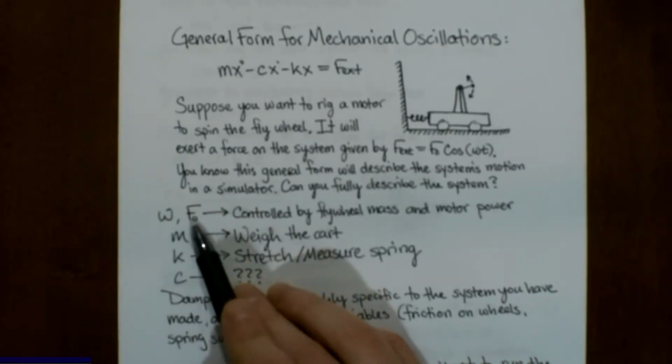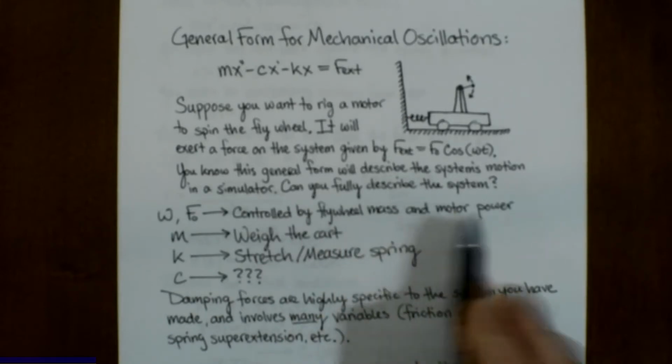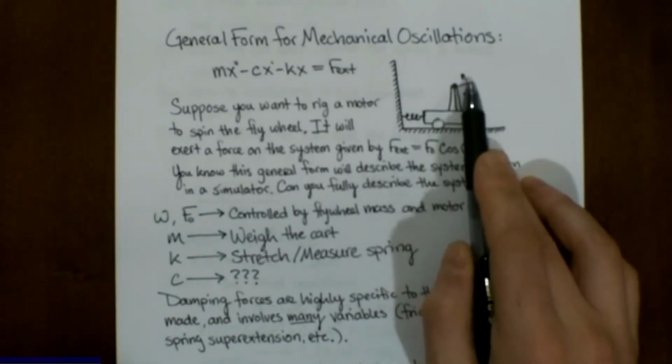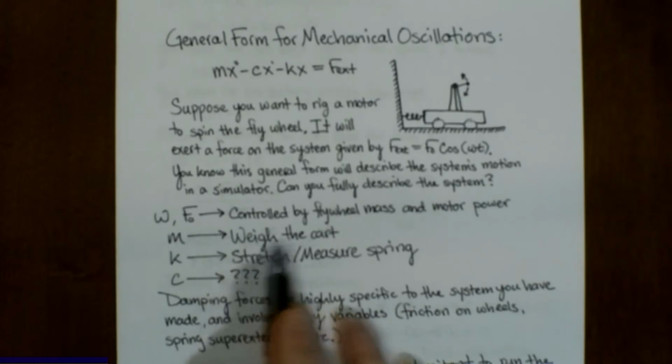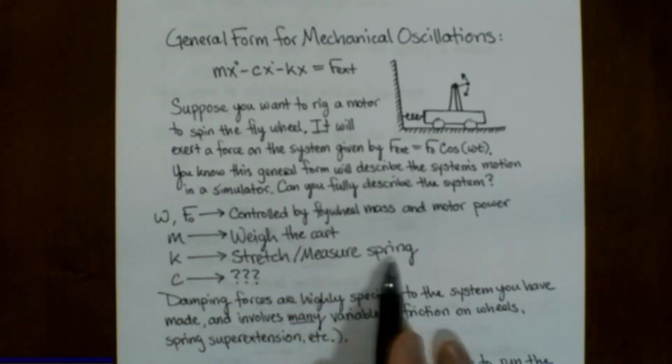Well, omega and F0, those are controlled by the flywheel mass and the motor power, so you would probably look at a spec sheet. You would find how quickly the motor can rotate, and you would compare that to the mass of the flywheel and the length of the rod supporting the mass. M is simply the mass of the cart. That you could find rather easily by weighing the cart. And K, that's the coefficient for the spring force. And by stretching and measuring the spring and comparing it to the force that it exerts, you could quite easily find that as well. How about the damping force?